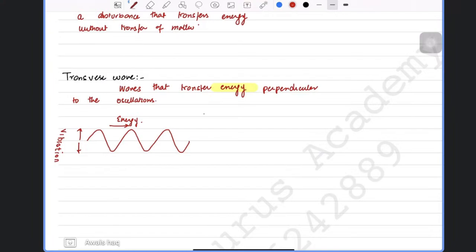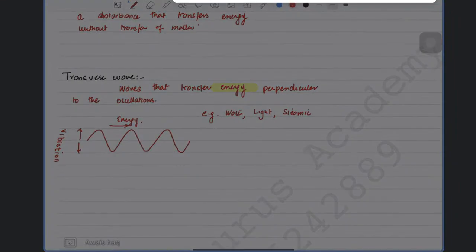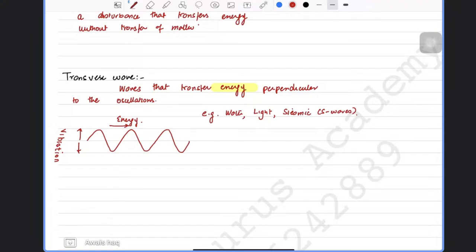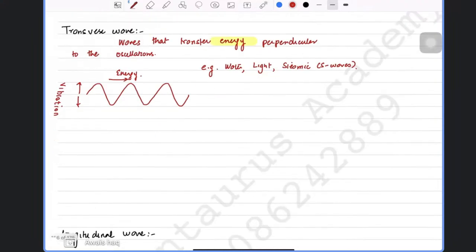Some of the common examples of transverse waves are water, light, and seismic, you can write. Seismic activity is earthquake activity, so seismic S waves.